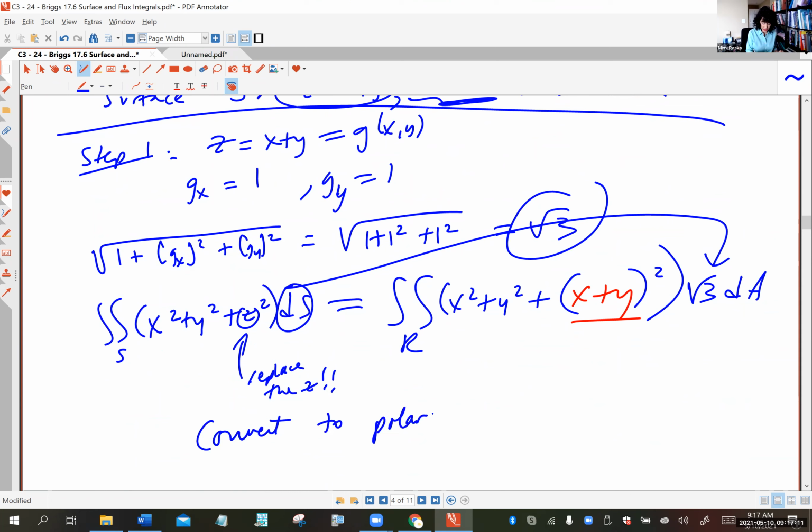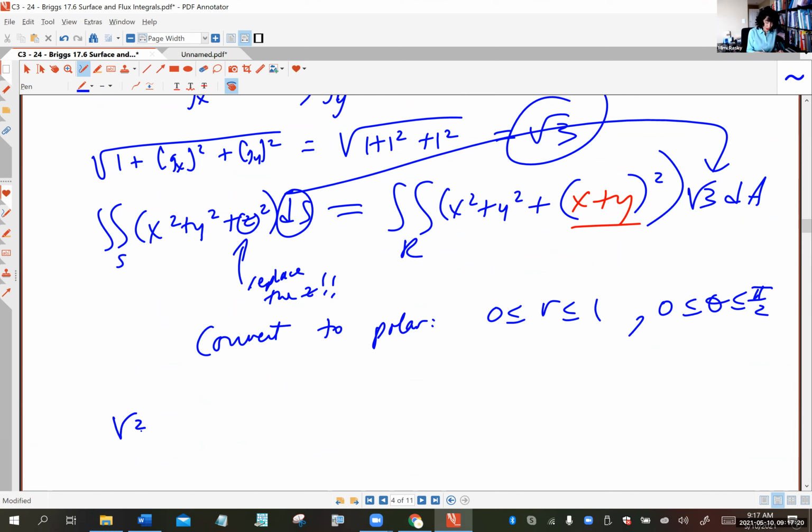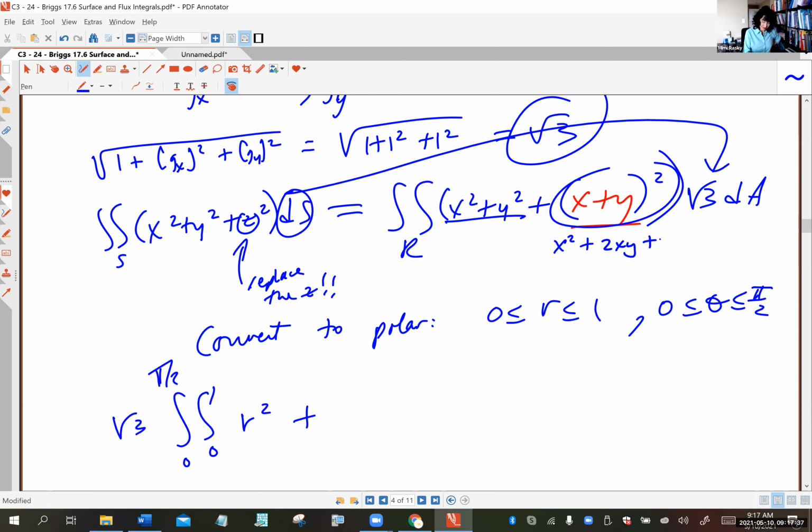Make this easy for yourself, where r is going to lie between 0 and 1, and theta will go from 0 to pi halves. And I'm going to pull the square root of 3 out because it's just a multiple. Then x squared plus y squared, well, that's r squared, plus, now this thing here, careful, that's not r squared. You want to FOIL that out. Like that. So you need to FOIL that. Now, if I rewrite it where the x squared plus y squared is right next to each other, I can replace the x squared plus y squared with r squared.